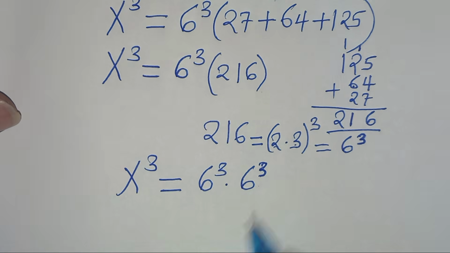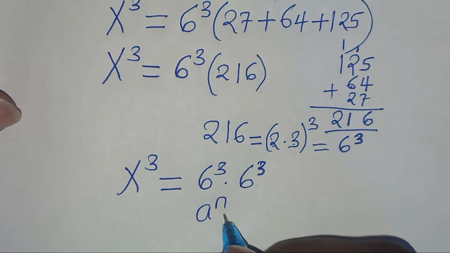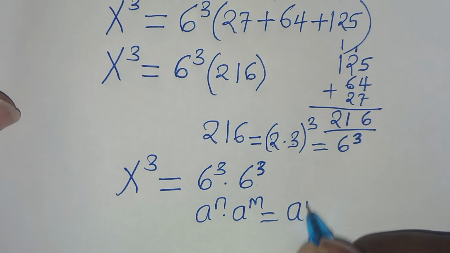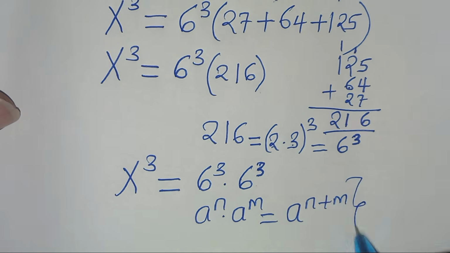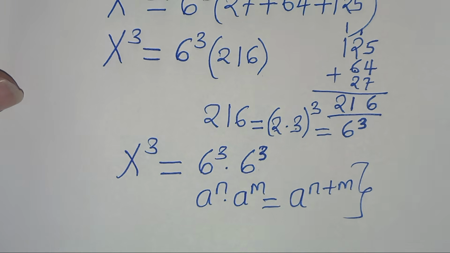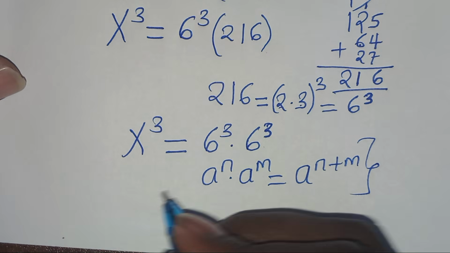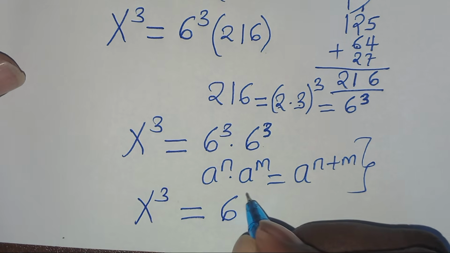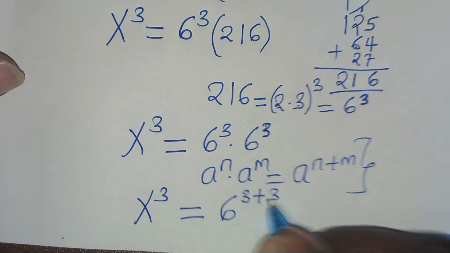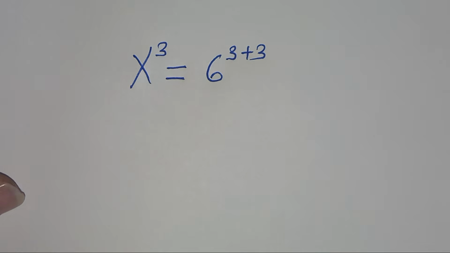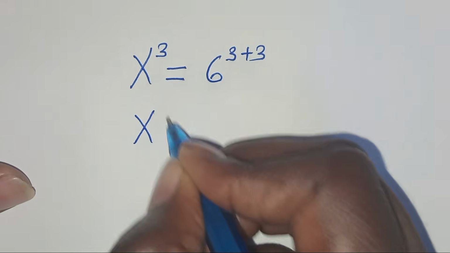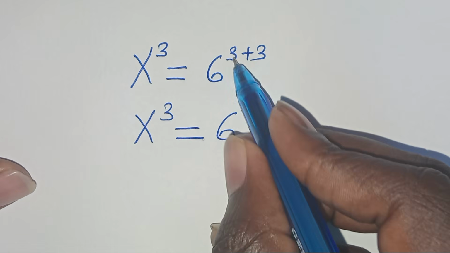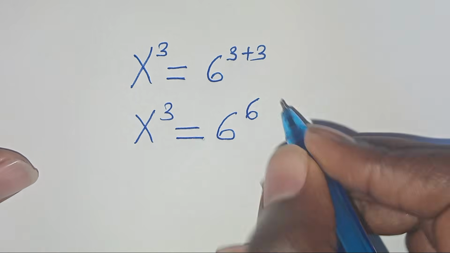Now, this is in the form of a to the power of n times a to the power of m, which we can express as a to the power of n plus m. Applying this exponent property, we have x to the power of 3 equal to 6 raised to the power of 3 plus 3, which is 6.